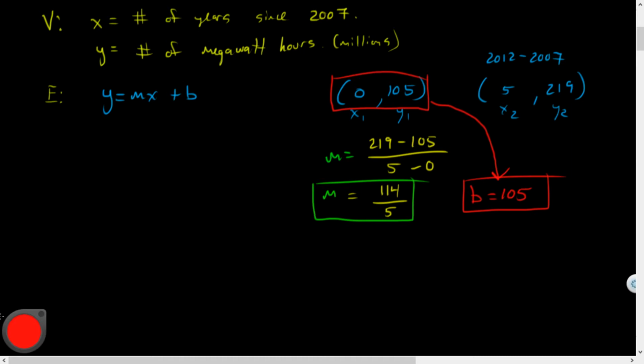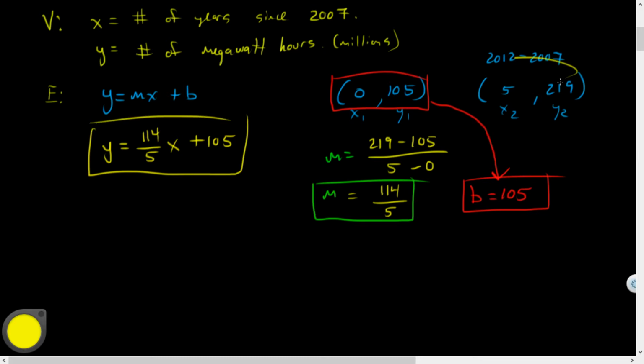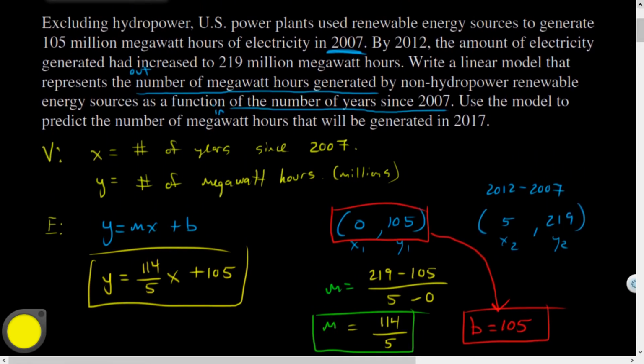So using this information, my equation is y equals 114 fifths x plus 105. I know a value of y and x, but I want my equation to represent all possible years and megawatt hours in millions. All right, so that's my equation. Write a linear model.